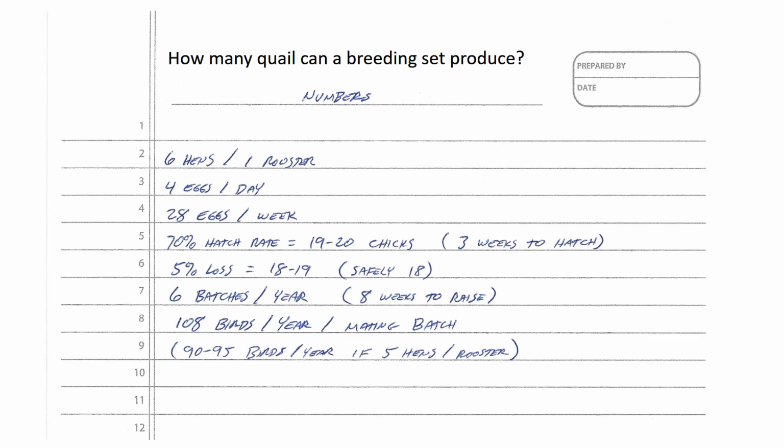6 batches a year, 8 weeks to raise, 108 birds per year. That's per mating set, breeding set. And you can expect between 90 and 95 birds per year if you only have 5 hens per rooster like we do.